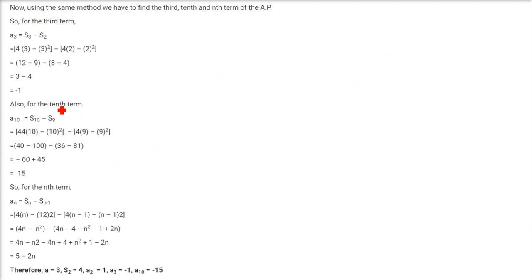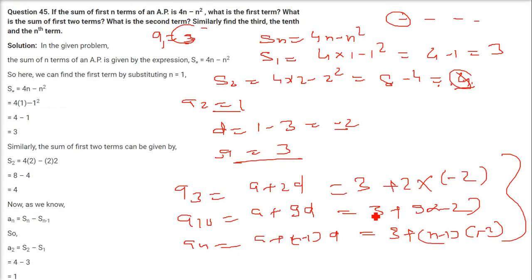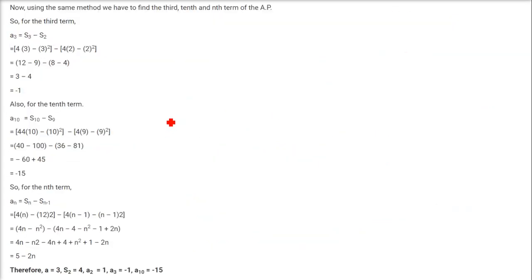These you can easily find out. But you can do it by another method also. A3 is S3 minus S2, as I just said, An will always be equal to Sn minus Sn minus 1. Similarly, A10 will be S10 minus S9, and An will be Sn minus S(n minus 1). This way also you will get the same result. So this is how you get it.